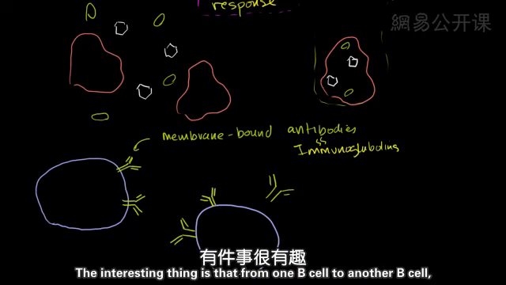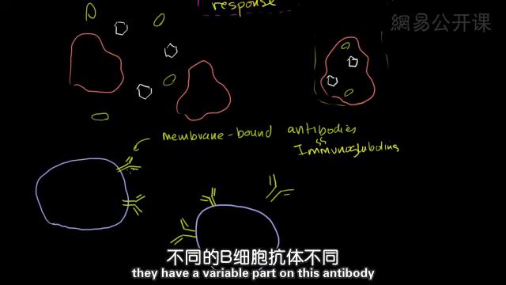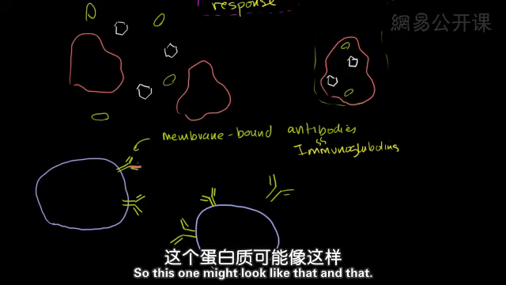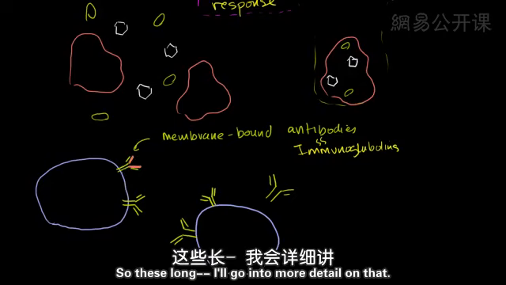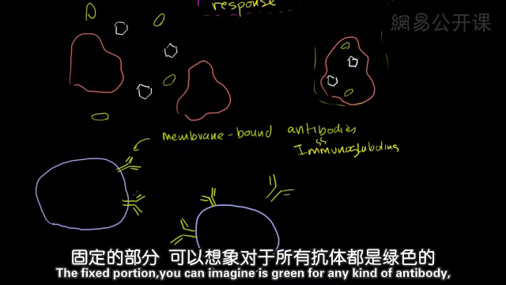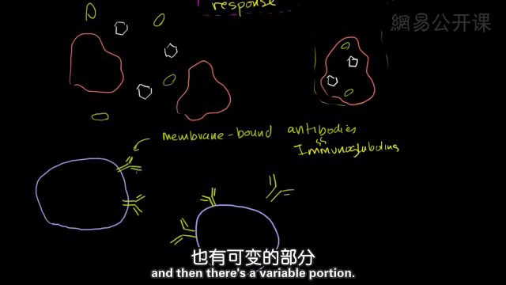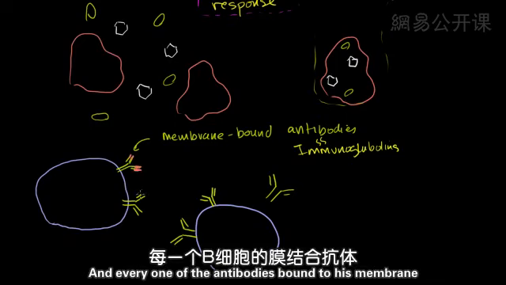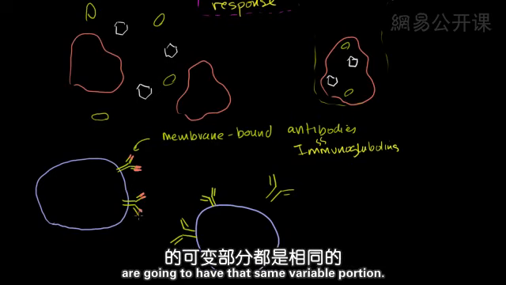Now, the interesting thing is that from one B cell to another B cell, the antibody has a variable part that can take on a bunch of different forms. So this one might look like that, and that, and like that, and that. So there's the fixed portion, which I'll color green for any kind of antibody, and then there's a variable portion. Maybe this guy's variable portion I'll do in pink, and every one of the antibodies bound to his membrane is going to have that same variable portion.